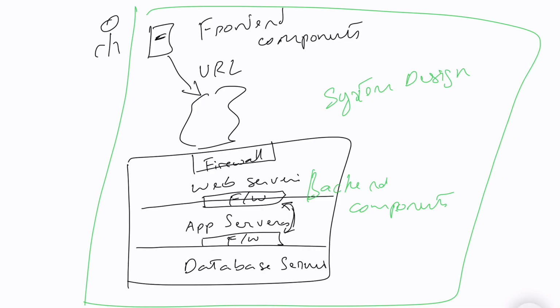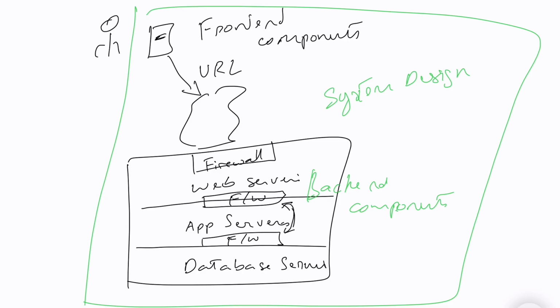This is very high level. These are very basic components which are involved in a system design: a front end, internet, URL, internally web servers, app servers, and database servers. I hope I was able to articulate what is a system design. There are many more components, integrations, and other stuff which are part of the system design, which we will understand and learn in the upcoming videos.